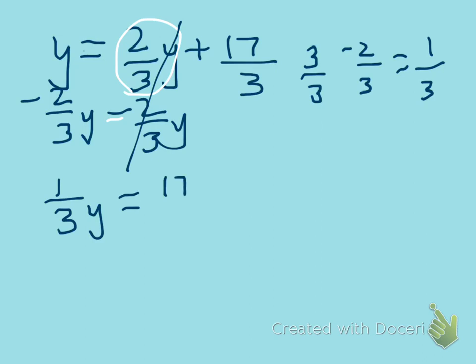Okay, so on this side, I am left with 1/3 y equals 17/3. And I still do not have y by itself. So I'm going to do the opposite of the operation happening on the left-hand side, which is multiplication. So I'm going to do division. I'm going to divide by 1/3. And I know that when I divide by a fraction, I'm actually multiplying by the reciprocal. So on this side, I'm going to multiply by 3/1.